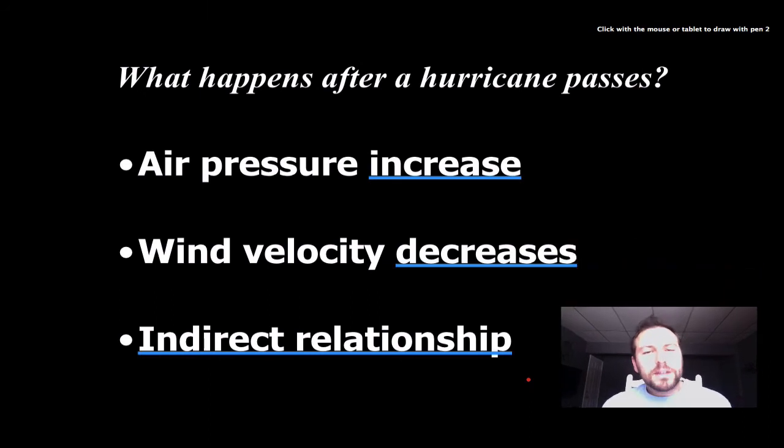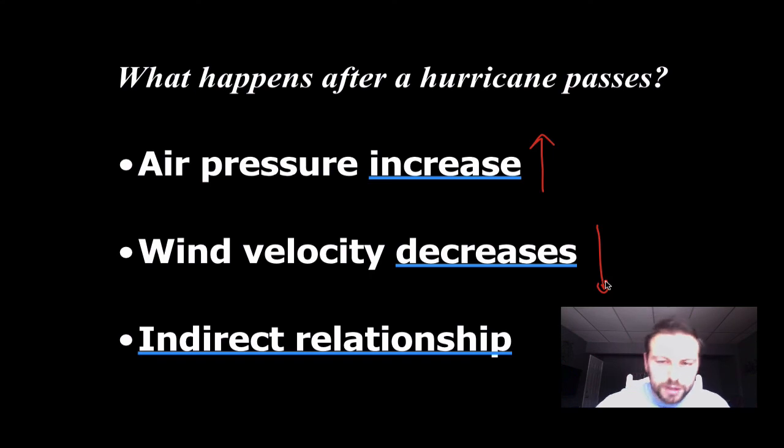Okay. Now, as a hurricane passes, a couple of things are going to happen. Your air pressure is going to increase. It's going to go up now, which would make sense. The hurricane is a low pressure system, so as that low pressure moves off you, the air pressure is going to increase. So when we see air pressure increasing, your wind velocity decreases. That inverse relationship or indirect relationship exists.